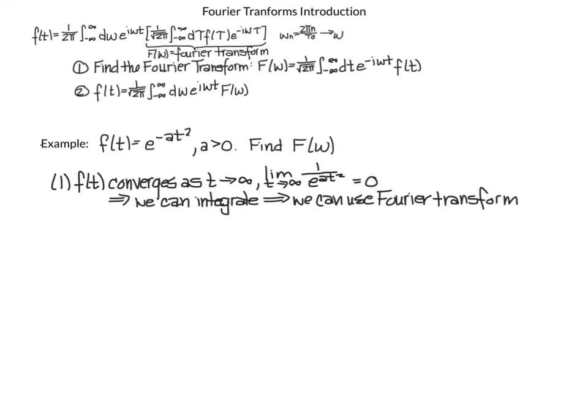Also, I didn't go over this, but for this problem, if you want to verify that you can do the Fourier transform, that's equivalent to saying that f of t converges as t approaches infinity. So when we look at this function, the limit as t approaches infinity of e to the minus a t squared is 1 over e to the a t squared. As t gets large, this denominator gets large, but 1 over something large approaches 0. So since it converges to 0, we can integrate, and since we can integrate, we can use the Fourier transform.